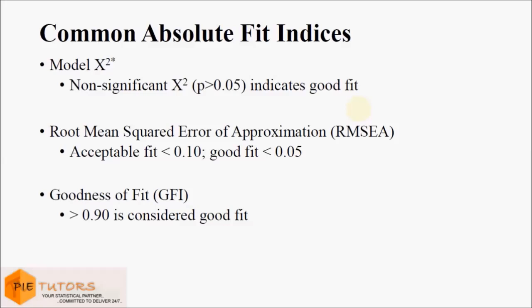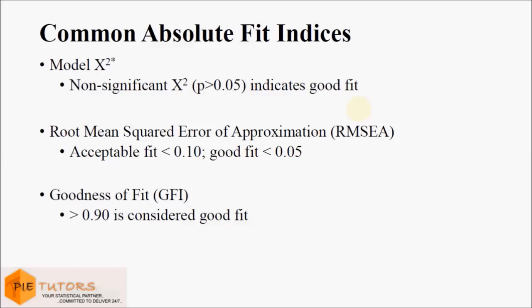It is important to note that the chi-square value is sensitive to sample size. With large sample size, small differences between observed and implied covariance matrices become quite evident. Therefore, chi-square value shows good fit for small samples compared to large samples for the same covariance matrices. Thus, in addition to reporting chi-square value, it is required to look at other fit indices as well, such as the RMSEA and the GFI.